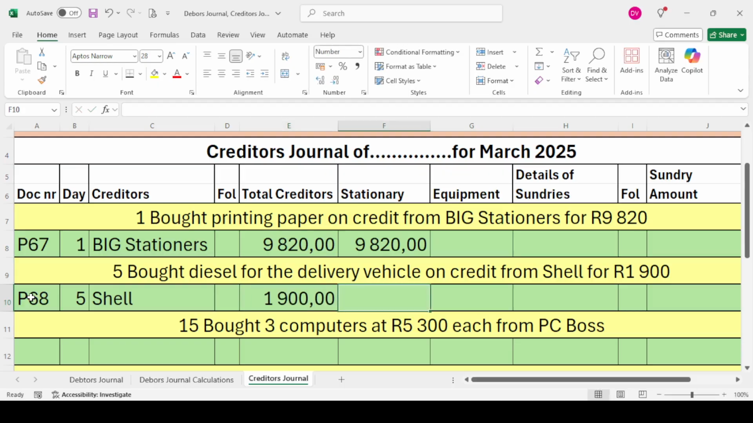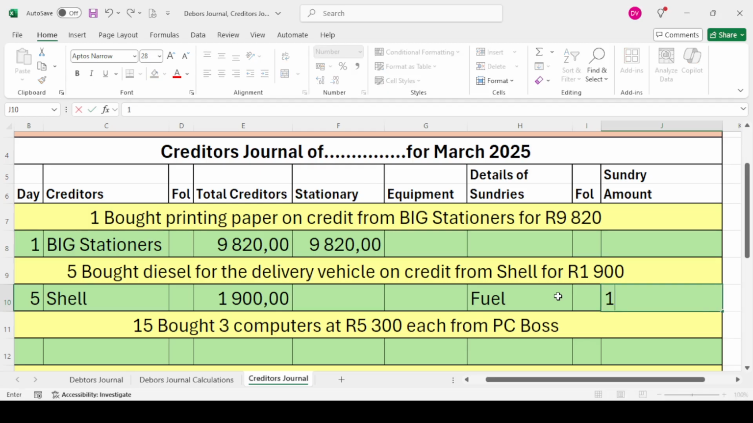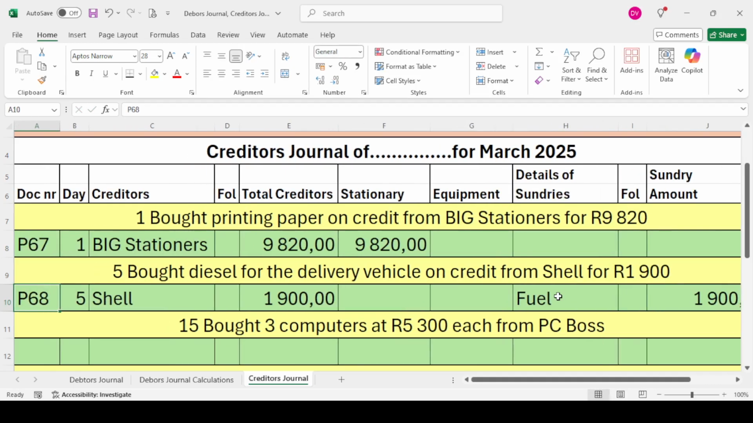And then you ask yourself, what was it for? So this was for fuel. Even though it says diesel, guys, we will normally refer to it as fuel. And we don't have a column for fuel, right? So for this one, we have to use our sundries. Under your details of sundries, you're simply describing what it was for. In this case, we'll write the word fuel. And you put your value under your sundry amount, 1,900 Rand. That's it.